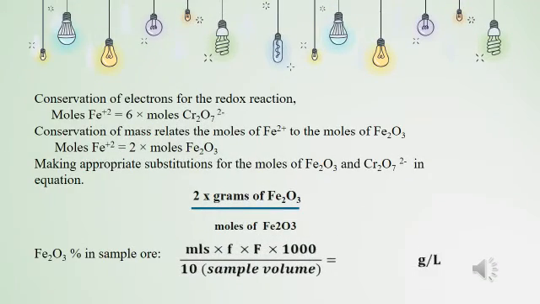For performing mathematical calculations, first of all, the number of electrons and the number of moles are conserved on both sides of the redox reaction. After that, multiple steps are performed and values are put into the formulas for calculating the percentage of iron oxide in a given sample of ore.